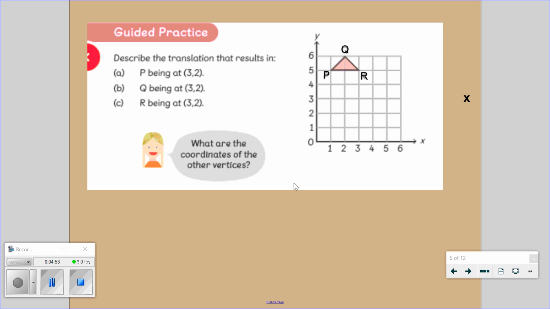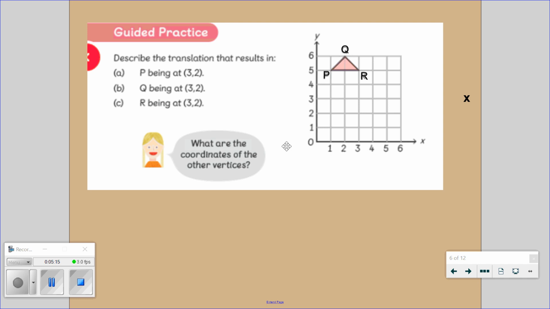So here is today's guided practice, and we have a triangle here with the corners labelled P, Q and R. It asks us to describe the translation that results in P being at coordinates 3, 2. So how can we do this? Let's do the first one together.